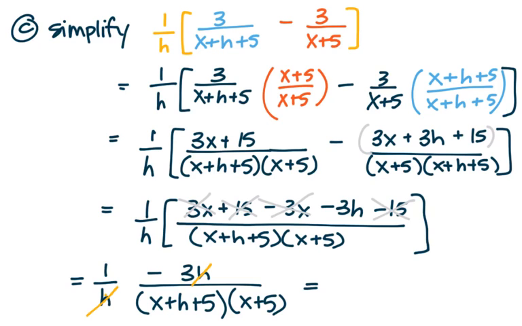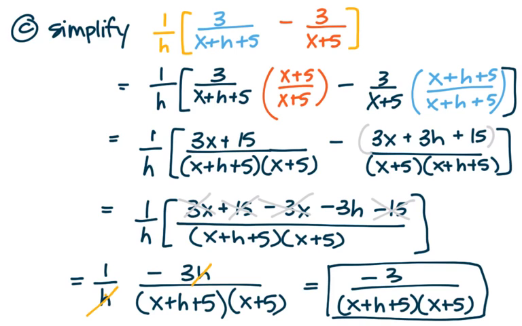My final answer for simplifying my difference quotient is negative 3 over x plus h plus 5 times x plus 5. And that represents my difference quotient for the rational function 3 over x plus 5.